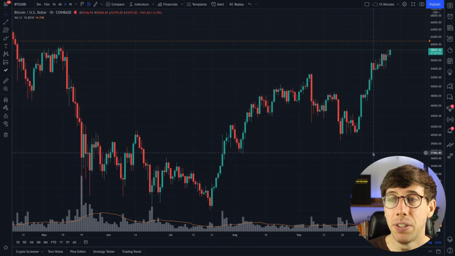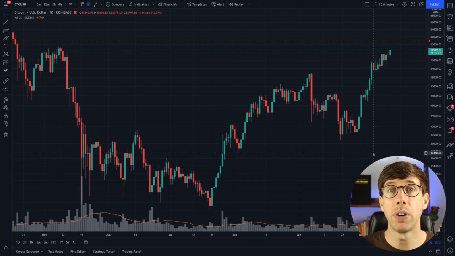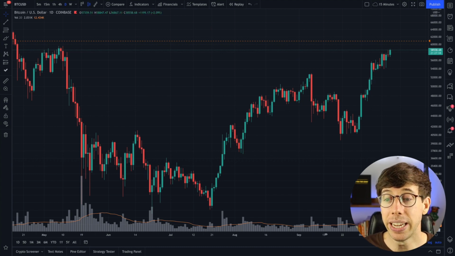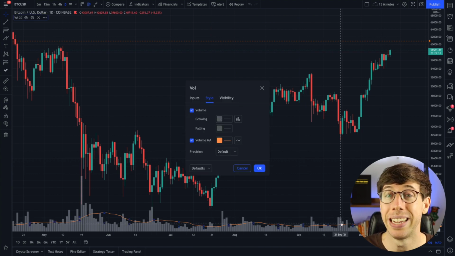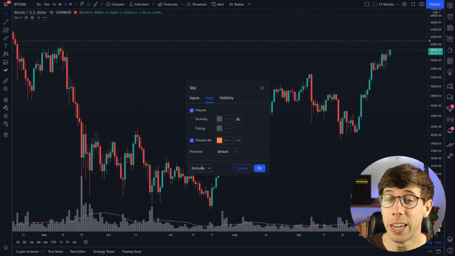Let's get to the fun stuff. Indicators. Indicators are simply a way for us to interpret information using math. So we have an indicator that's already on the chart. And the basic one that is on every single chart is volume. But yours doesn't look like mine. Let me go back to the normal one.